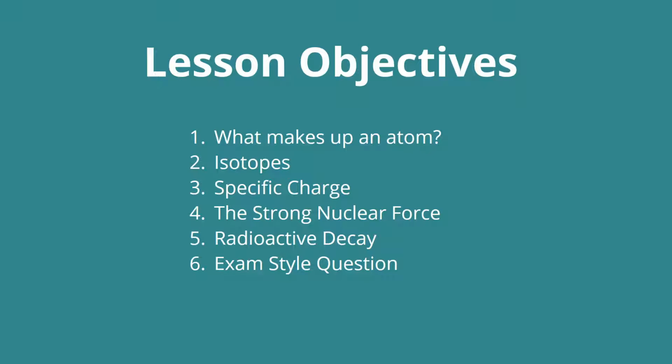So in this lesson, we're going to look at atomic structure and have our first look at radioactive decay, which is something we'll cover in more detail in the A2. So let's start off with what makes up an atom. We'll then move on to isotopes and how we label atoms. Then we'll take a brief look at specific charge. Then we'll look at the strong nuclear force, follow that with radioactive decay, and then we'll finish with an exam-style question that should hopefully bring it all together.